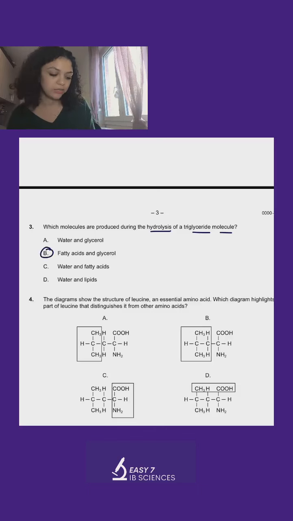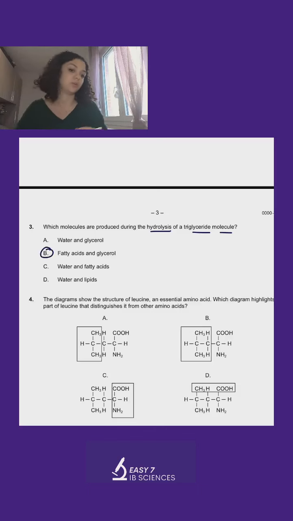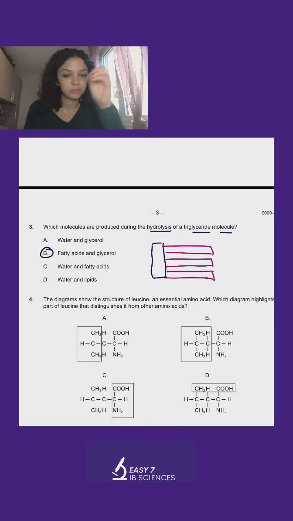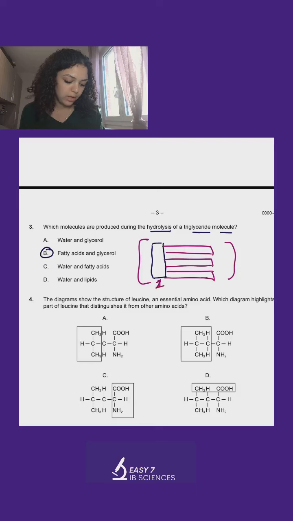So when we hydrolyze a triglyceride, hydrolysis means breaking it up. When we break up a triglyceride, we're left with a glycerol molecule, which is usually drawn like this, and 3 fatty acid chains. Maybe you've seen something similar like this, but you've seen it with the carbon and hydrogen and the actual specific elements. We can simplify the drawing by drawing it like this. We know that it's one glycerol molecule and 3 fatty acid chains.